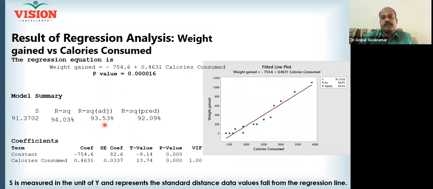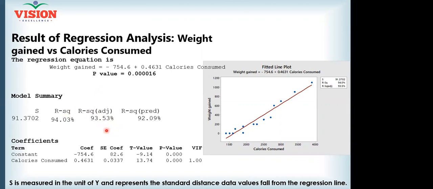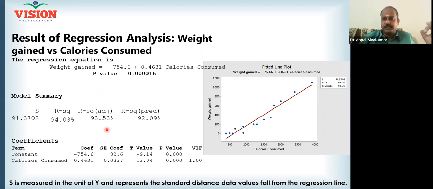If adjusted R square is close to R square, it is a second confirmation that all the factors included are genuine factors. All the factors included are significant factors.